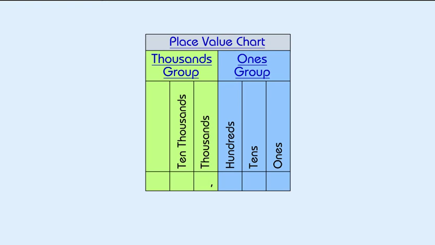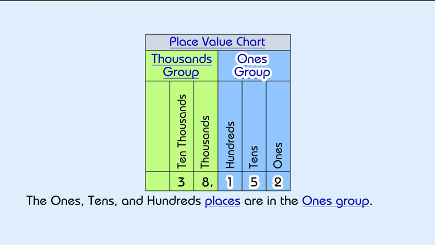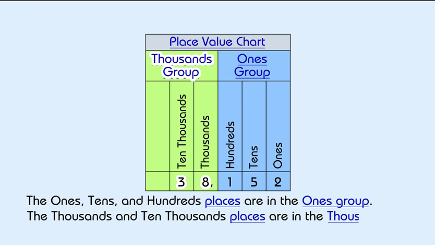We learned that we use a comma to separate the ones group from the thousands group. In the number 38,152, the digits 1, 5, and 2 are in the ones group. The ones, tens, and hundreds places are in the ones group. The digits 3 and 8 are in the thousands group. The thousands and 10,000s places are in the thousands group. The commas help us see the digits in each group.